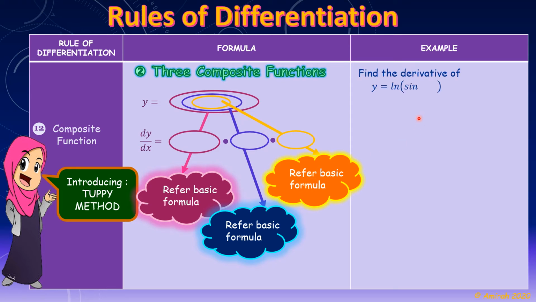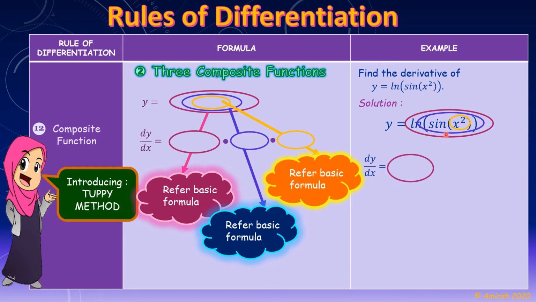Okay, now look at the example of how to differentiate three composite functions. If we have y equals ln of sin of x squared, to find the derivative of this function, we need to draw three circles: the outer circle, then the inner circle, followed by the inner circle. After that, we pair these three circles with three other circles, and in between these circles there must be a multiplication operation.